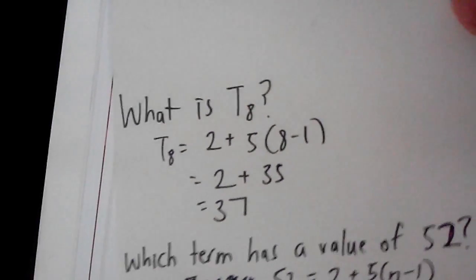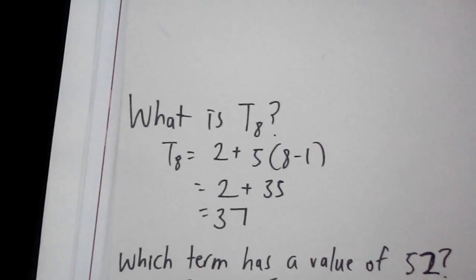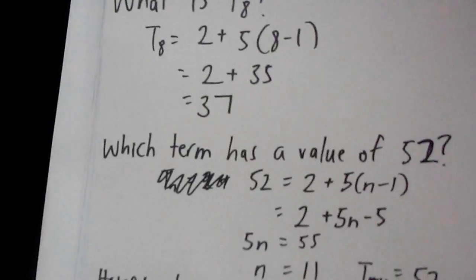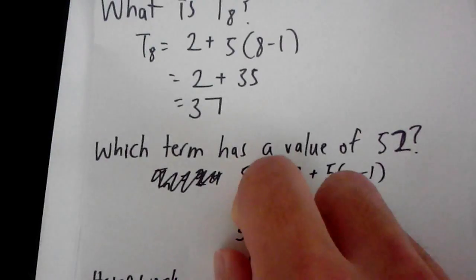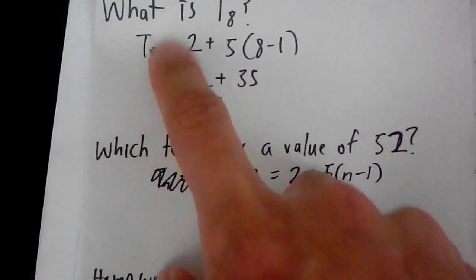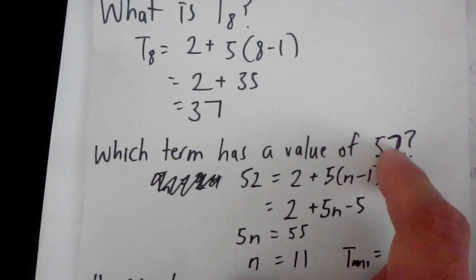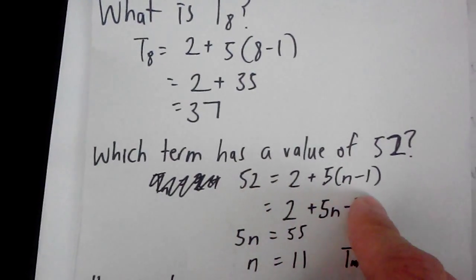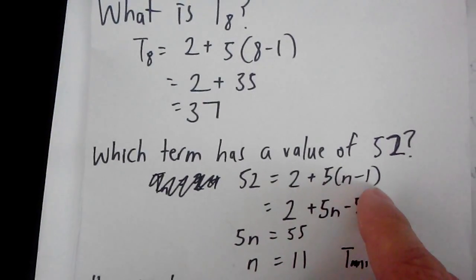We can also find out which term has a certain value. For example, which term has a value of 52? In this case, we put 52 in place of the term, and we put in the general formula. Then we try to find the value of n. So 52 equals, again, remember this is the general formula, 2 plus 5 bracket n minus 1.